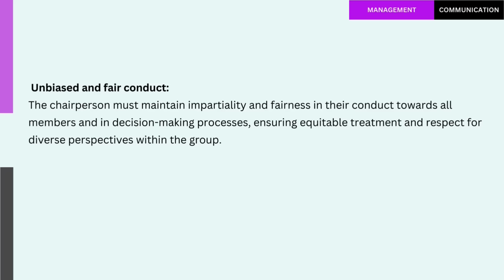10. Unbiased and fair conduct. The chairperson must maintain impartiality and fairness in their conduct towards all members and in decision-making processes, ensuring equitable treatment and respect for diverse perspectives within the group.